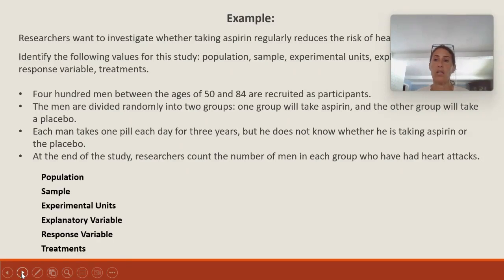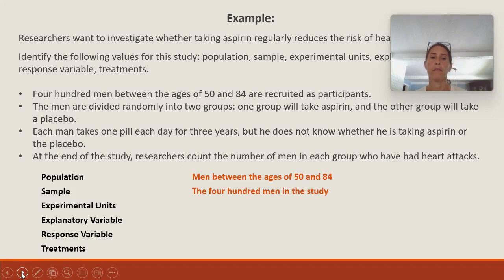So, population, the sample, experimental units, explanatory variable, response variable, and treatments. What's the population here? Okay, so the first bullet point says 400 men between the ages of 50 and 84 are recruited as participants. So our population is going to be men between the ages of 50 and 84. The sample, now that's the smaller thing, the thing that we're going to work with, are the 400 men in the study. What are the experimental units? Those are the individual men in the study.